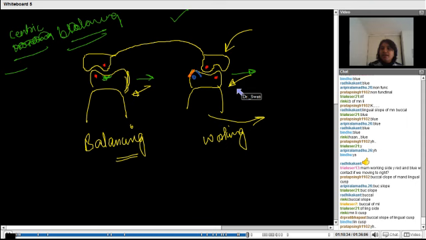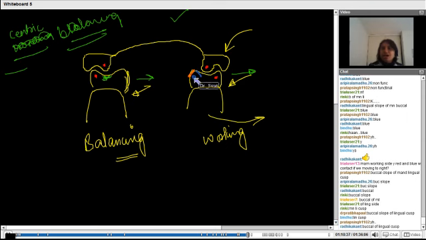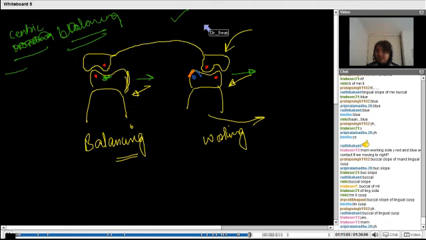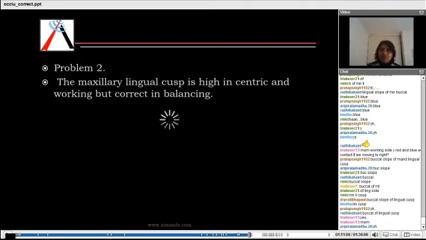Yes. Okay. Now, Saurabh, what you are asking is why the red and blue will contact on the working side. See, on the working side, you're moving your mandible outwards. So this cusp will go with the mandible, and obviously it will grind against this cusp, right? Get it? So clear with this question.